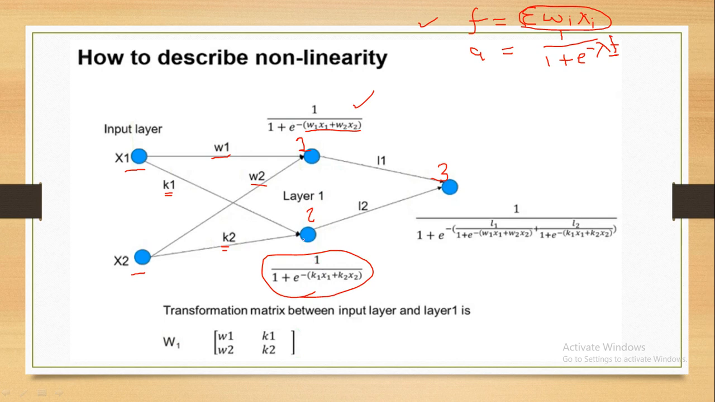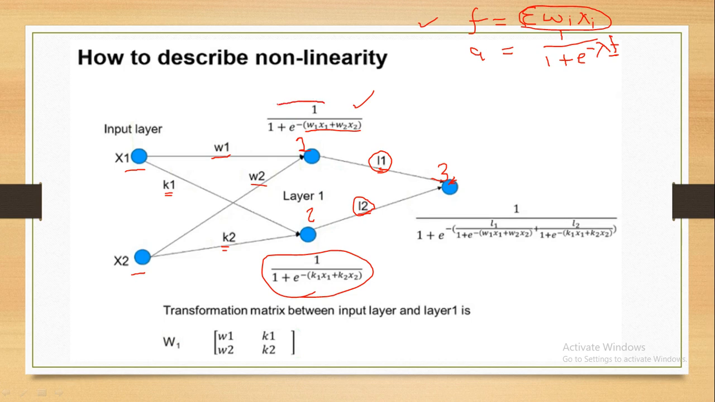Now consider the final thing: the outcome of the first neuron is L1, and the outcome of the second neuron is L2. That is nothing but the input for the third neuron. So now, for the third neuron, this will be the weight value.